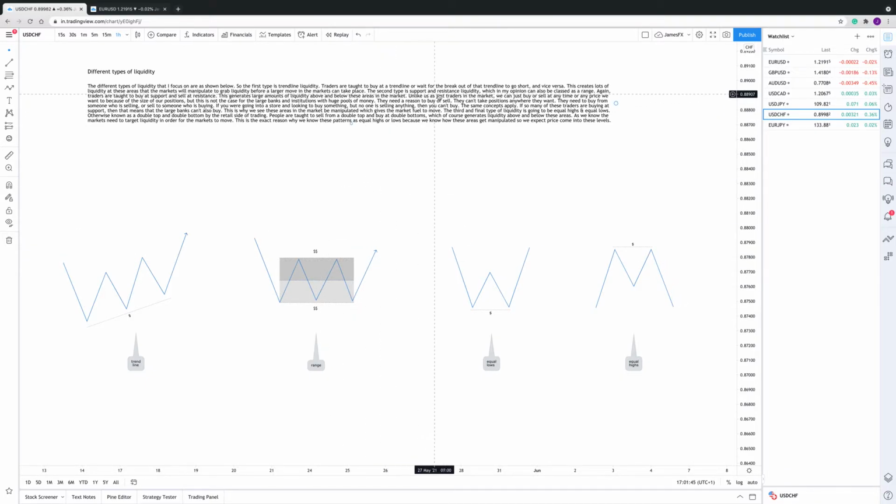which is going to be support and resistance. In my opinion, this can also be classed as a range in some cases. Again, traders are taught to buy at support. If we look at this diagram here, we have price come down, up, down, up. So it is a range, but this is also a form of resistance and support, because you can see price has respected it once, twice, three times. So we have buyers down here and traders looking to sell up here. Again, this generates large amounts of liquidity above resistance and below support.